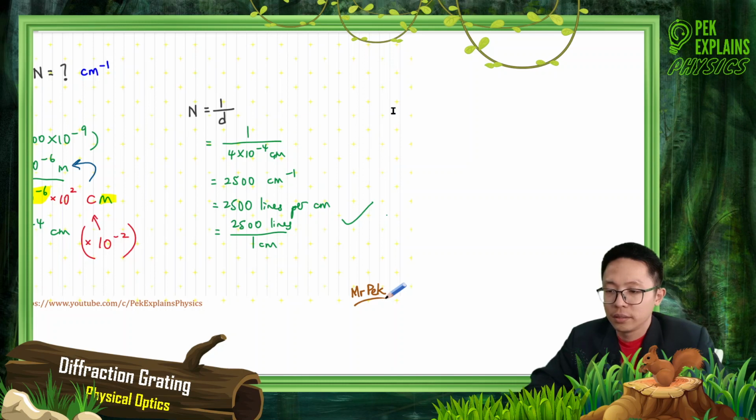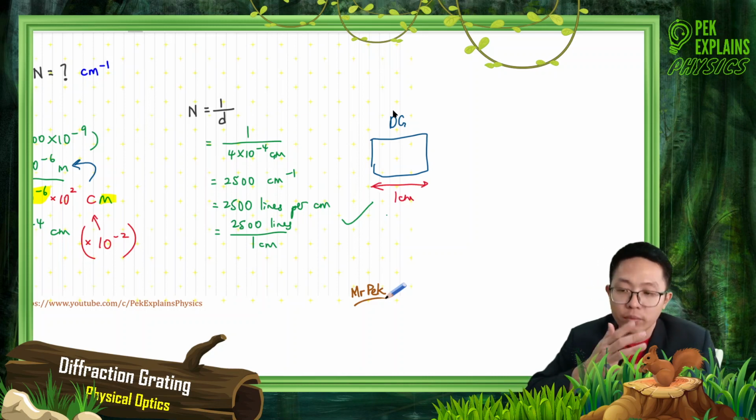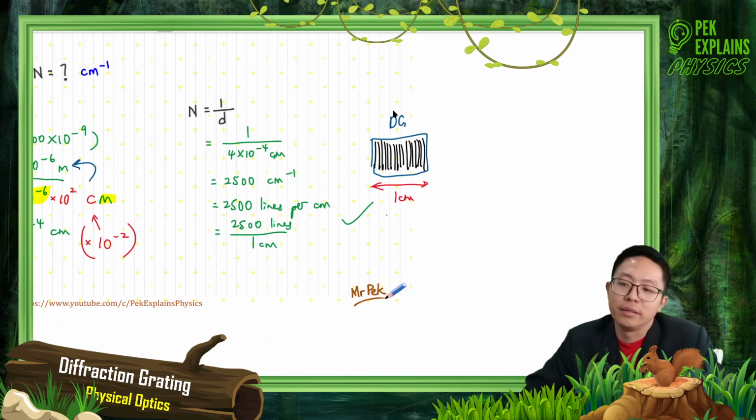What it means here is, if you have a diffraction grating one cm wide, here you can find how many lines? You can find 2,500 lines. Here I just managed to draw not more than 30 lines. But there are 2,500 lines in just 1 centimeter. You see that?